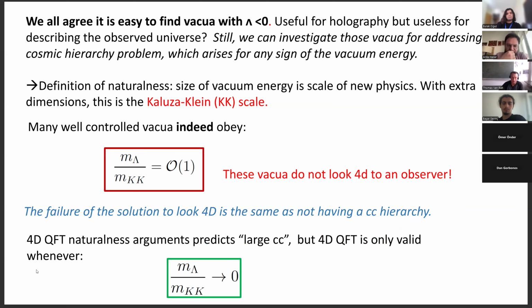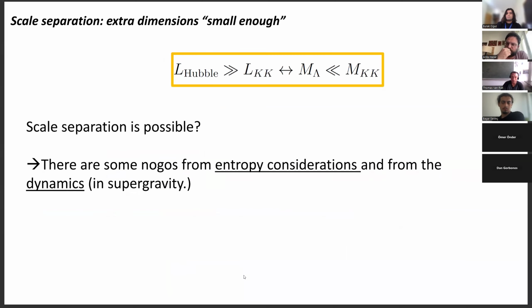Okay, so what I just said, I hope it resonates, is that 4D quantum field theory naturalness arguments predict a large cosmological constant, but 4D quantum field theory is only valid when I don't have a large cosmological constant, at least in the context of extra dimensions, right? So I think string theory sheds a completely orthogonal light on the cosmic hierarchy problem.